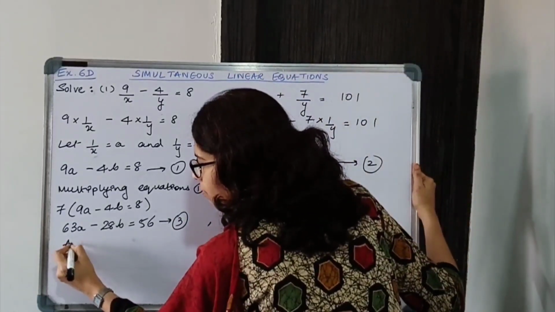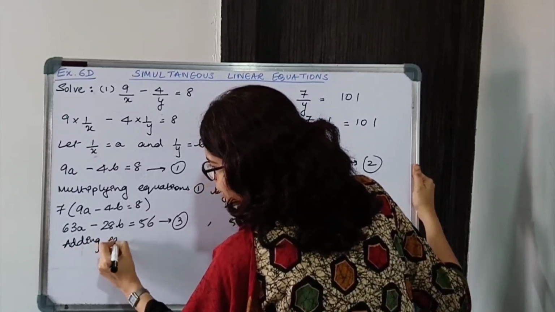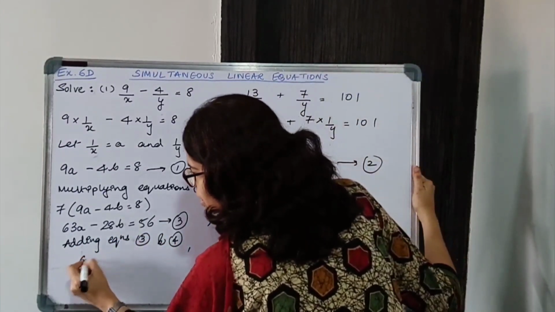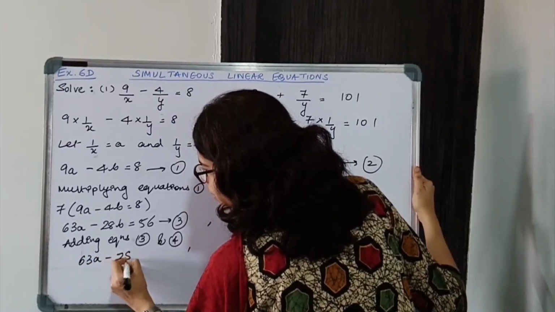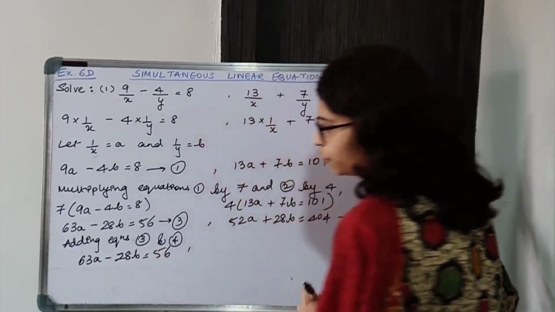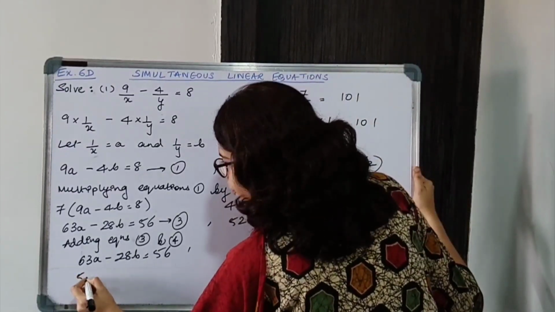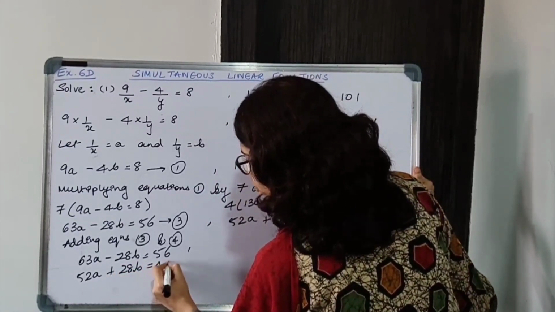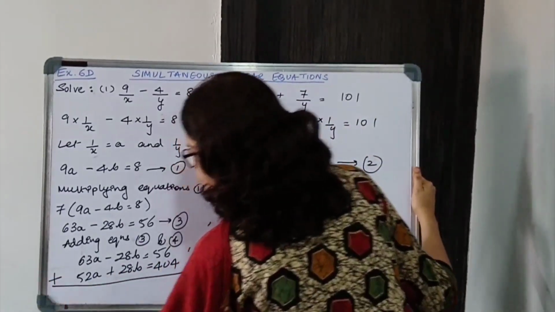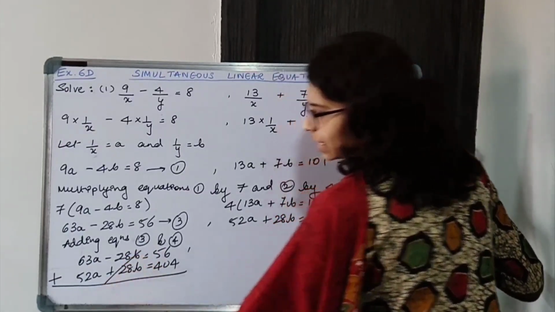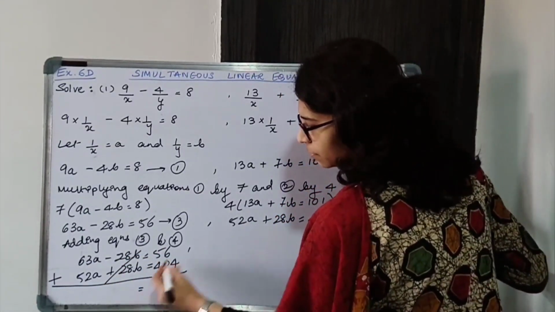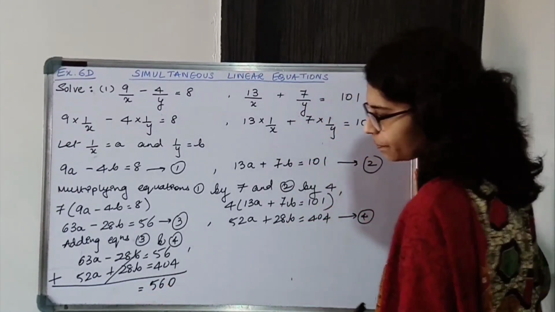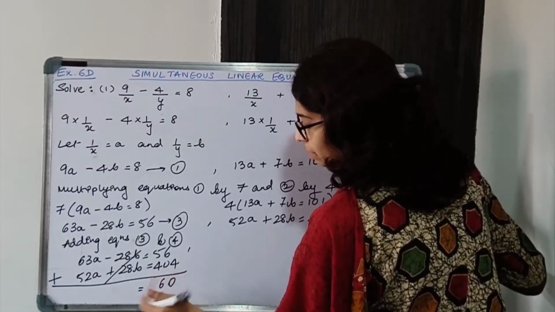So adding equations 3 and 4. So 63a minus 28b equals 56, and 52a plus 28b equals 404. All right, this will get cancelled. Over here, okay, sorry, 460 हो जाएगा. I made a mistake.